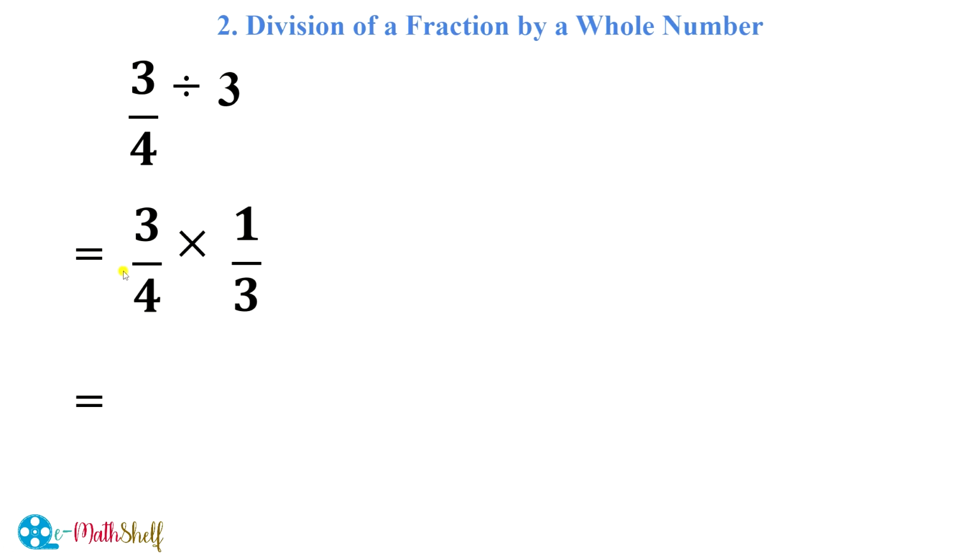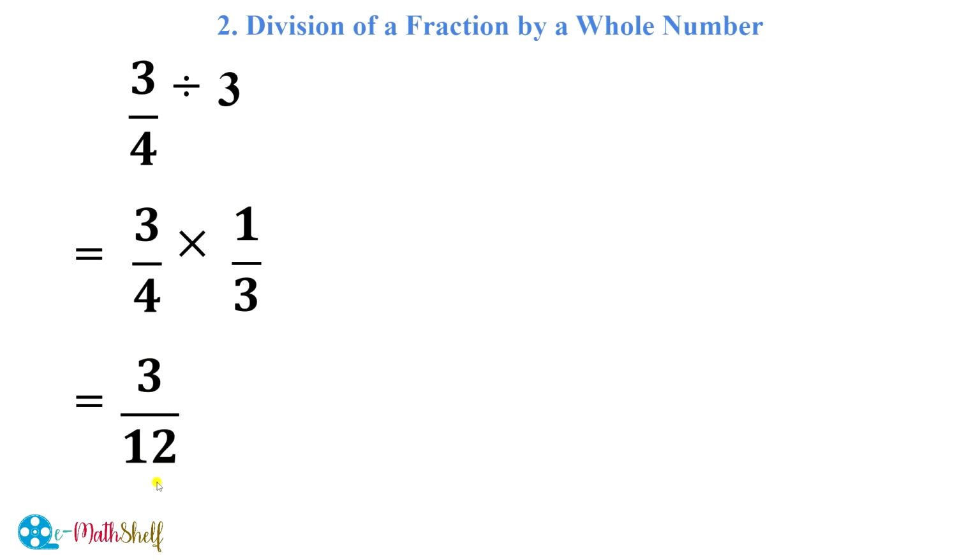In order to multiply these two fractions, we will have to look at the numerators of these two fractions, that is the number 3 and the number 1. 3 into 1 will give us the number 3. Then we will look at the denominators of this fraction, that is the number 4 and the number 3. 4 into 3 will give us 12. Hence, we will get the fraction 3 upon 12.